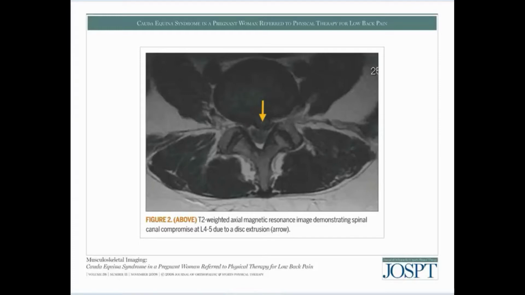So this becomes an urgent surgery. Thankfully, the surgery was successful. The patient got full neurologic return and carried the pregnancy full term.